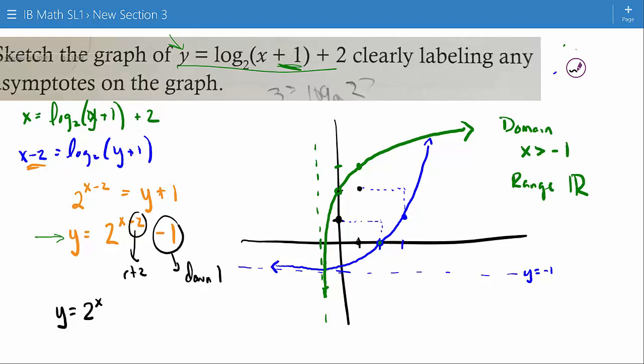But I never, ever, ever try to graph a logarithm. I always graph the exponential function that is its inverse and reflect the points.